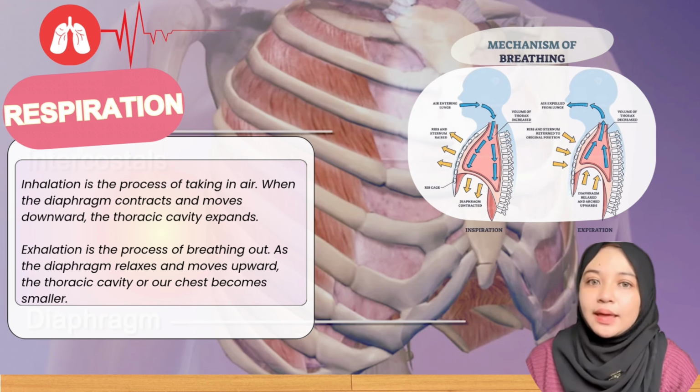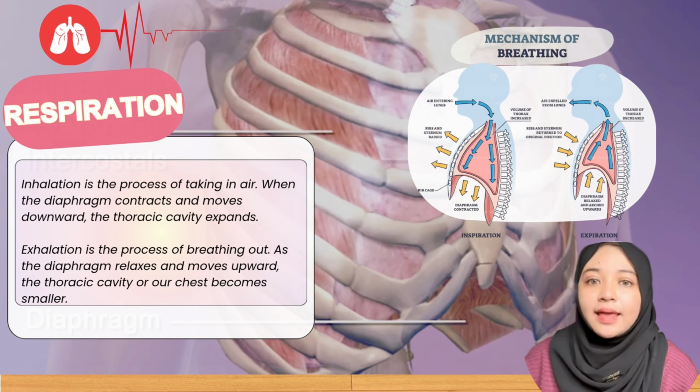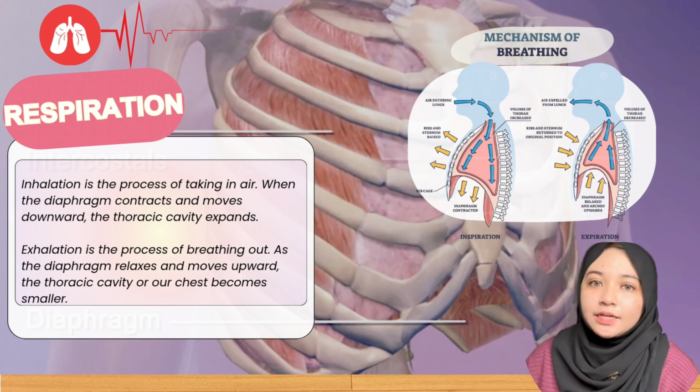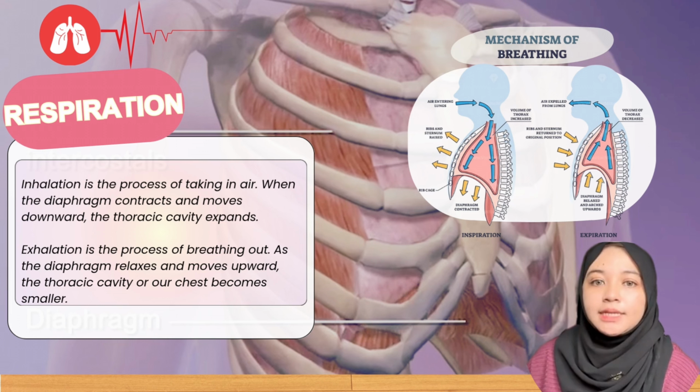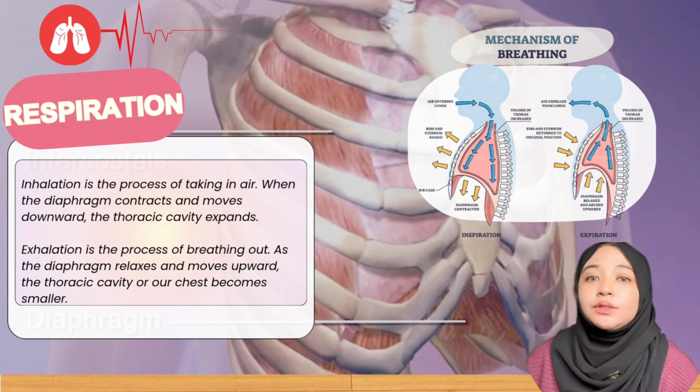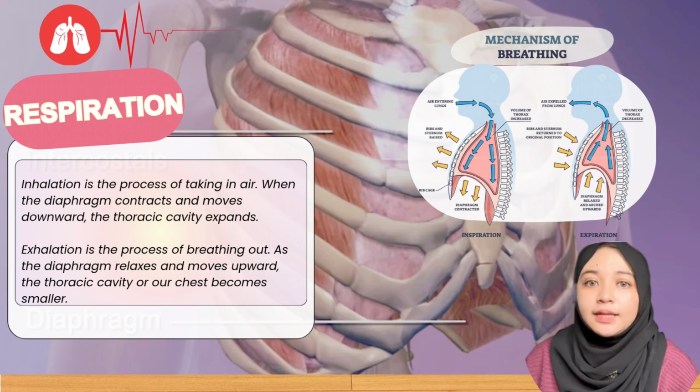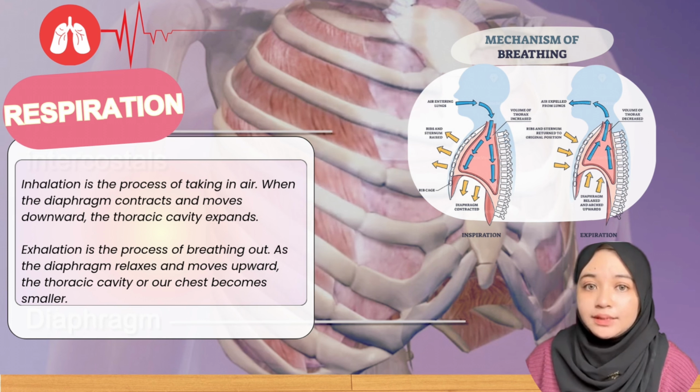Now, let's look at how inhalation and exhalation work. Inhalation is the act of taking in air. The diaphragm contracts and moves downward, causing the thoracic cavity to expand. This creates negative pressure and air is drawn into the lungs.